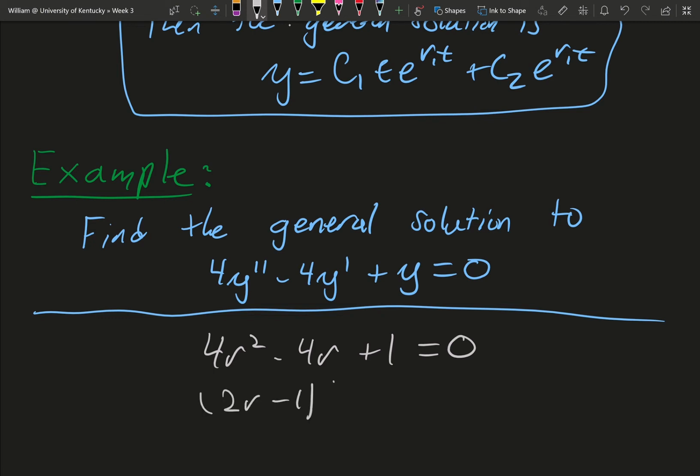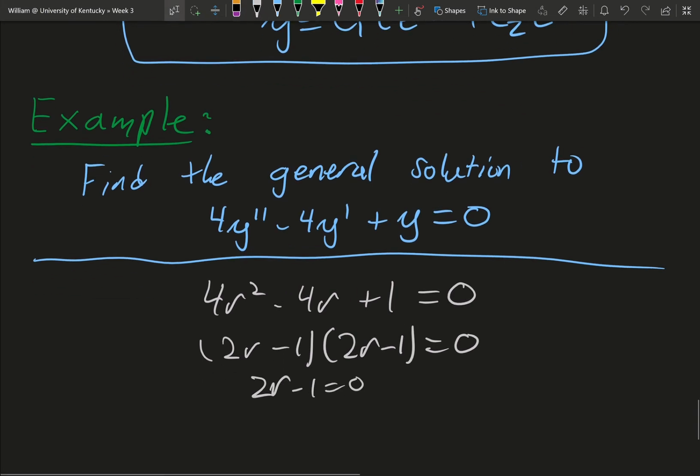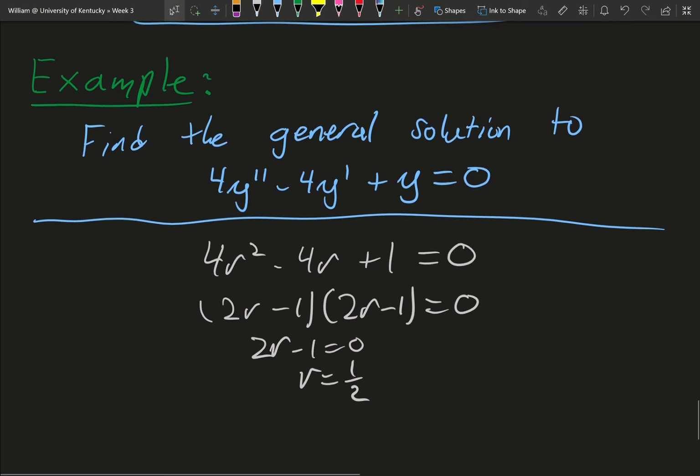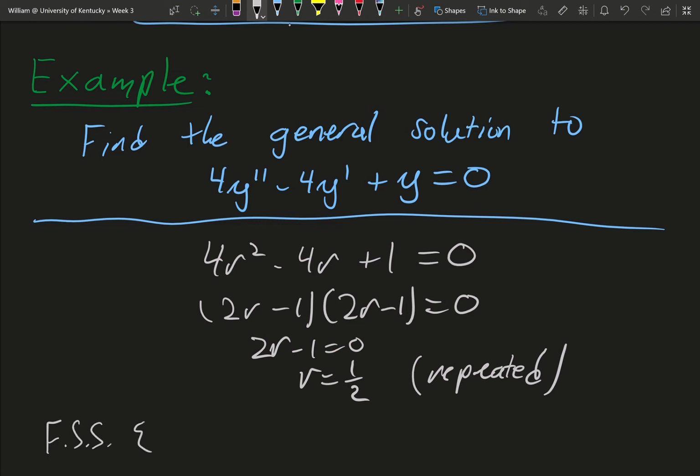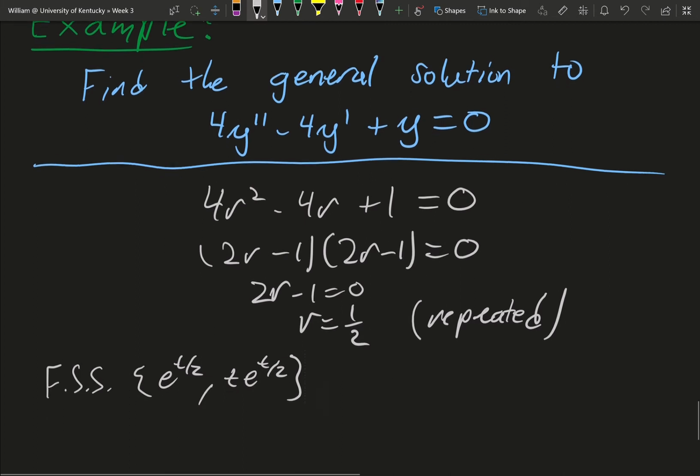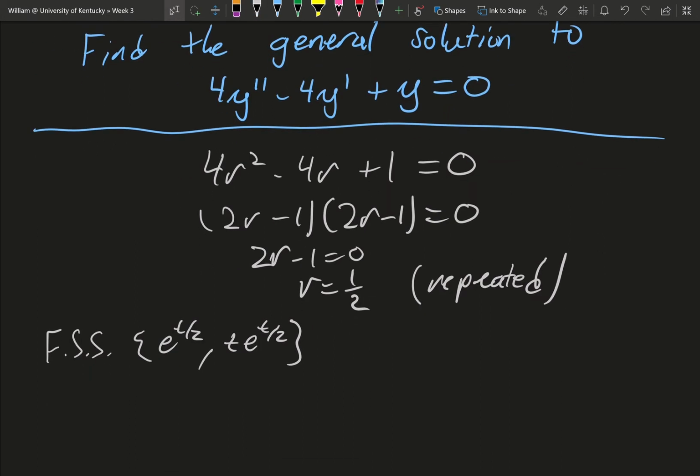We can factor that: (2r minus 1) squared. And so 2r minus 1 equals 0, r equals 1/2. We get a repeated root. It's not a bad idea to indicate that. So our fundamental set of solutions is e to the t over 2 and t e to the t over 2. Don't necessarily need to show that step every time, but it is going to be useful in a bit, so that's why I'm pointing it out.